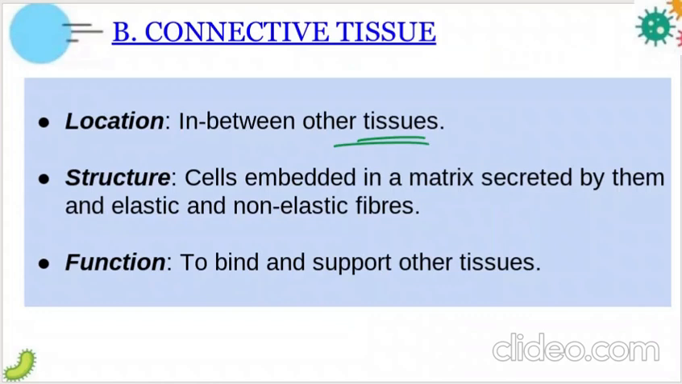Now, what is the structure? There are different types of connective tissue, and they all have a matrix. They all have a matrix. It can be jelly-like, it can be fluid, it can be rigid also.